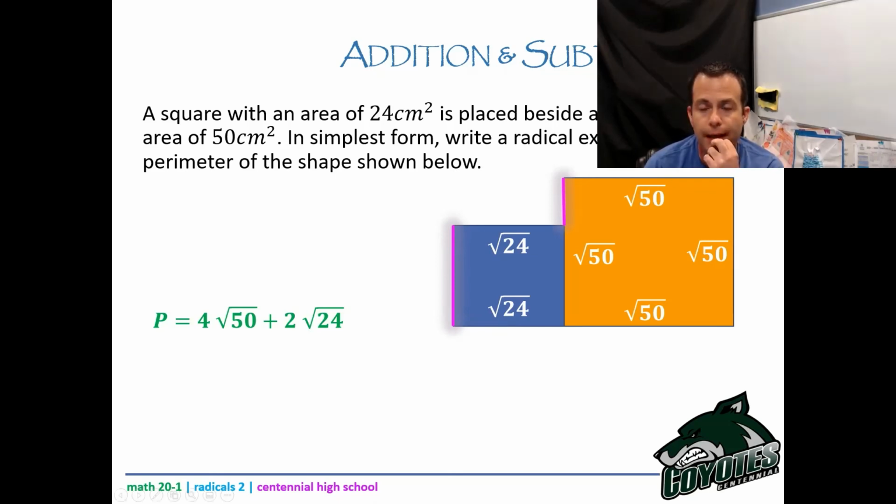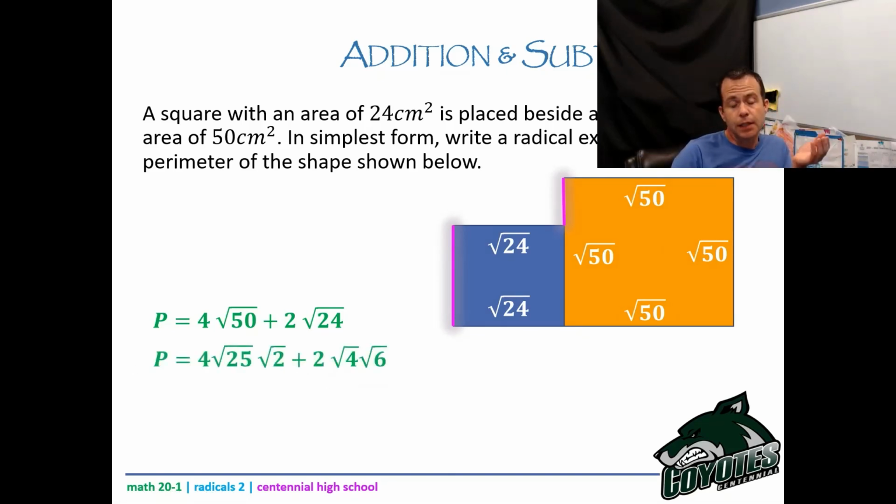Okay, then I'm just going to simplify that. So root 50 is root 25 times 2. So that would be 20 root 2. And then 24, root 24 would be 4 times 6. So root 4 times root 6. Root 4 is 2, and then 2 times 2 is 4. So the final answer would be 20 root 2 plus 4 root 6 centimeters. Okay, 20 root 2 plus 4 root 6 centimeters.